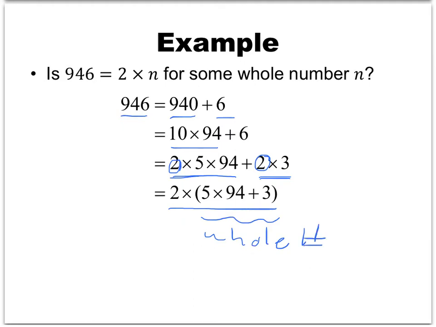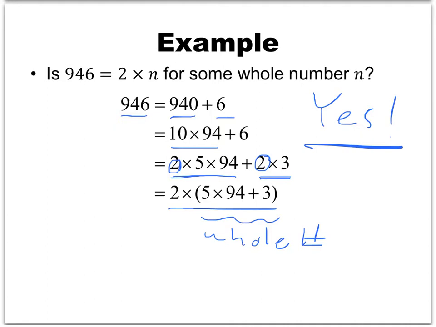Now, I could do that arithmetic and figure out exactly what whole number that is, but I'm not terribly interested in the exact value of that number. All I care is that it's a whole number. And so look at what we were able to do. We were able to write the number 946 as 2 times a whole number. And so we can answer our question as yes.